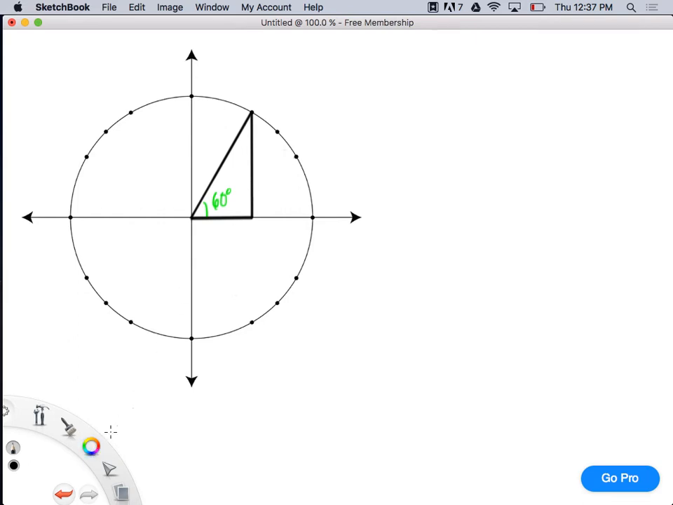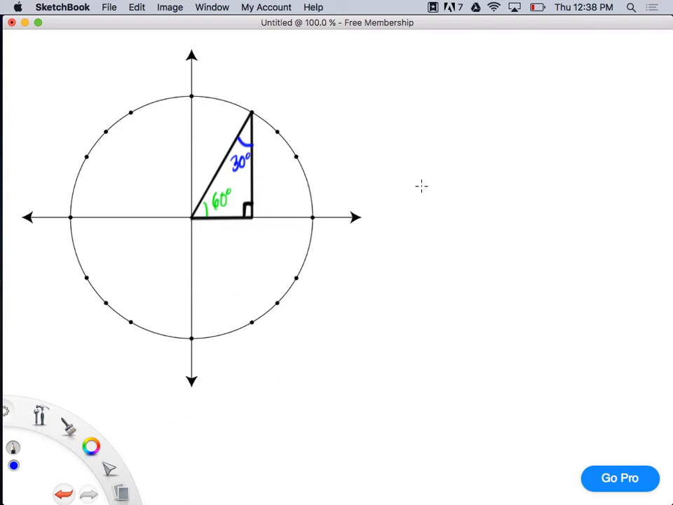Okay, so this is 60 degrees. What's this angle here? 90 degrees. That's 90. So if that's 60, that's 90, 60 plus 90 is 150. What's this angle? We need 30 more degrees. Okay, so we have a 30, 60, 90 triangle.